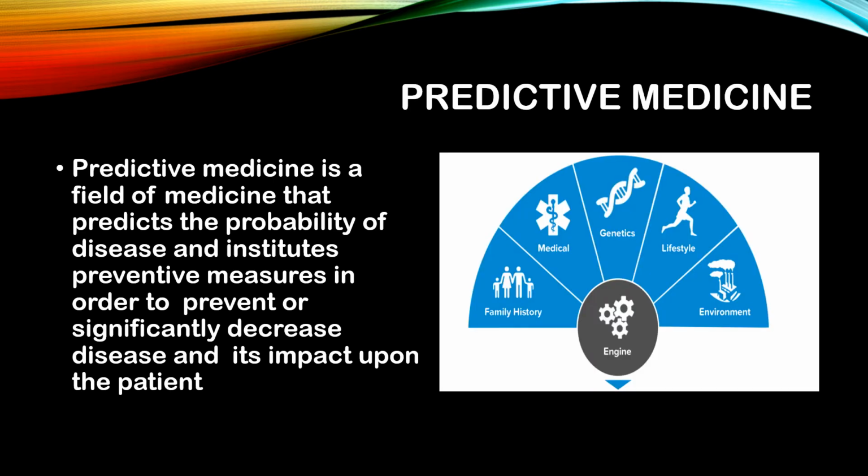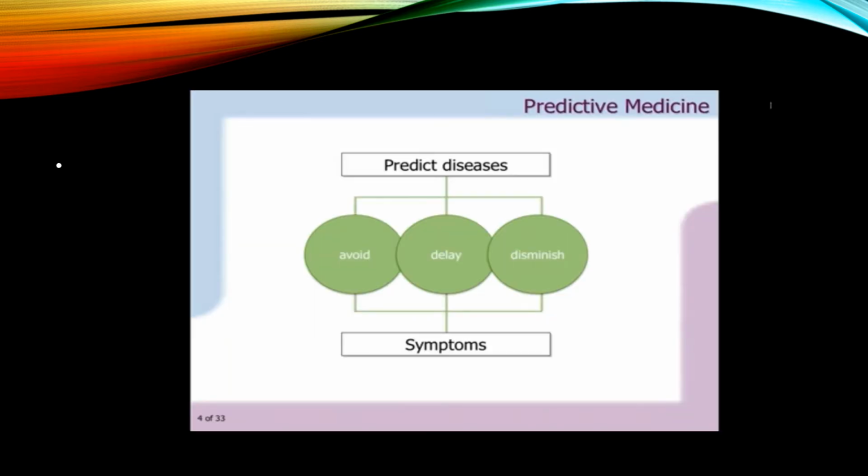Predictive medicine is a field of medicine that predicts the probability of disease and institutes preventive measures in order to prevent or significantly decrease disease and its impact upon the patient. Predictive medicine predicts diseases and avoids, delays, and diminishes symptoms or diseases.